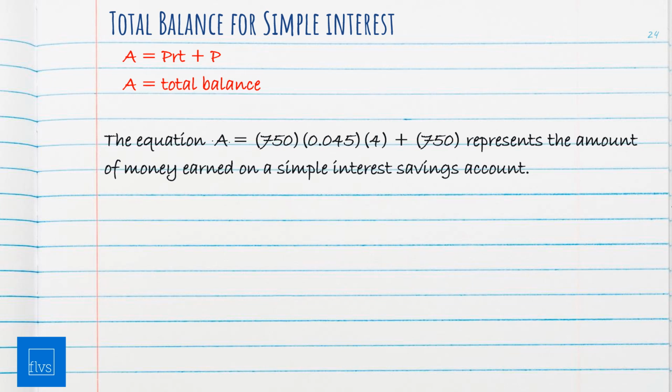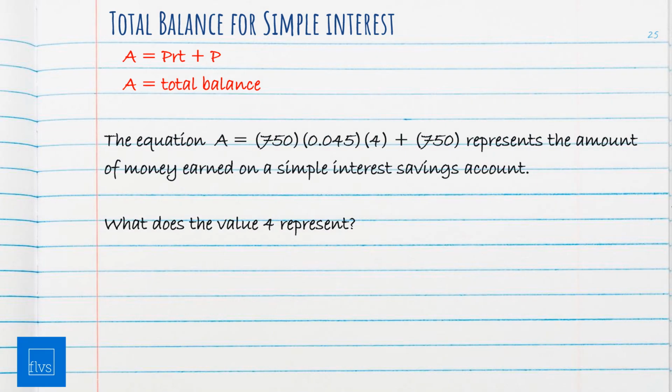So now let's take a look at this problem. We want to break this equation down. The equation A equals 750 times 0.045 times 4 plus 750. This represents the amount of money earned on a simple interest savings account. So let's break it down and see what each number represents.